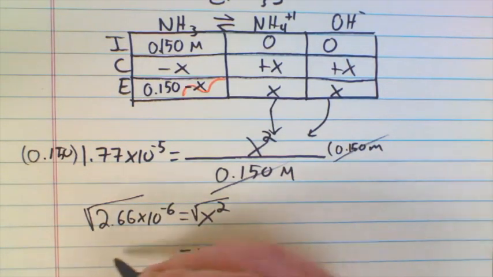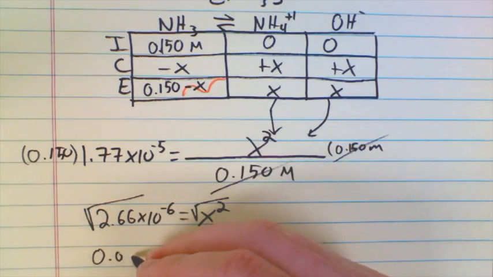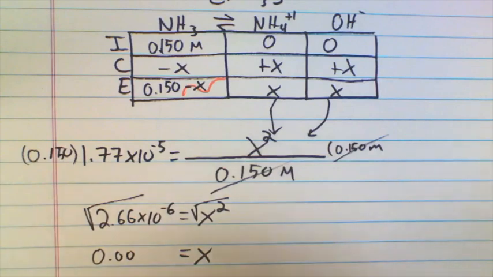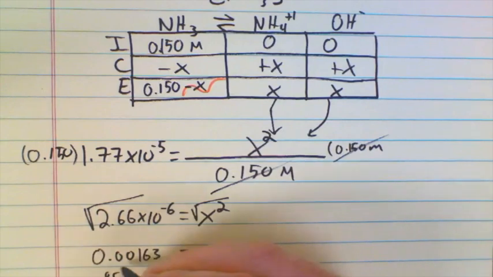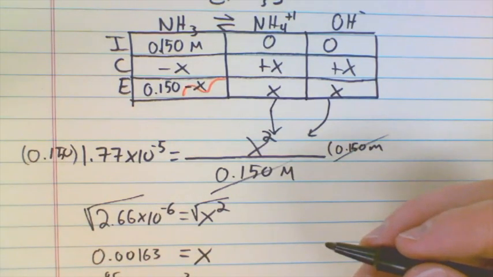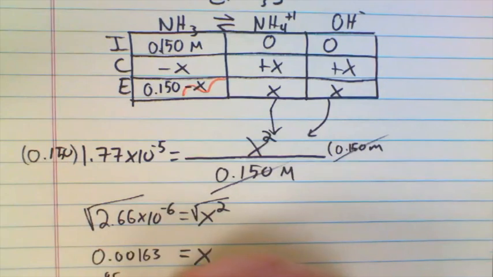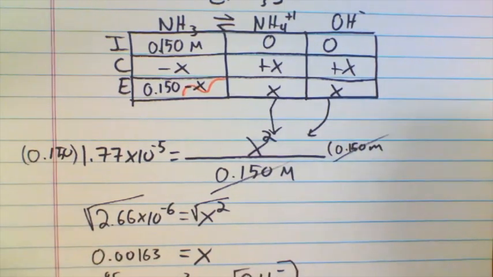And your final answer? Oh, you put it in scientific notation? 0.00163 or 1.63 times 10 to the negative third. And that equals your hydroxide ion concentration. That's it. That's how you do weak acids, weak bases, strong acids, strong bases.